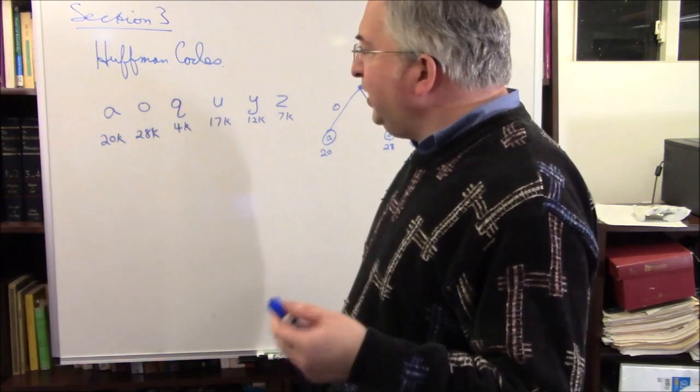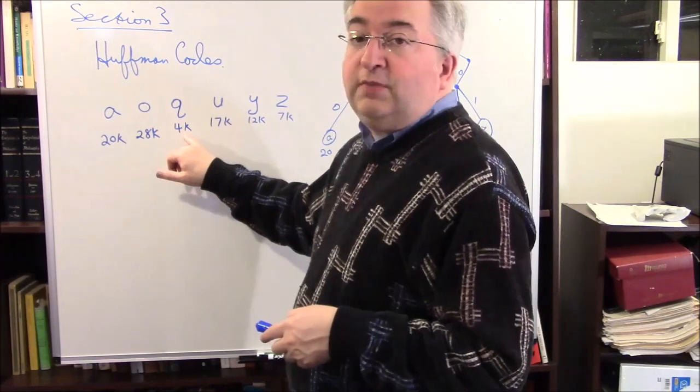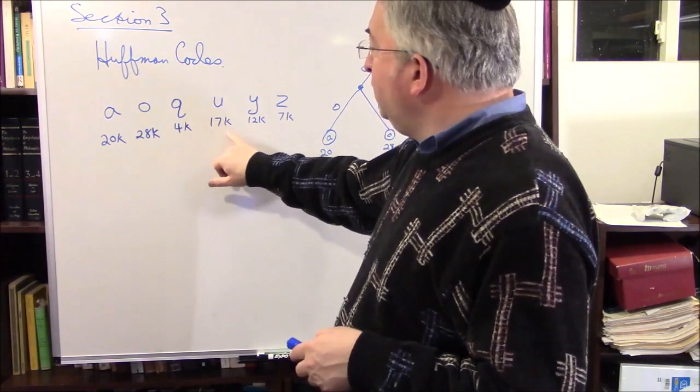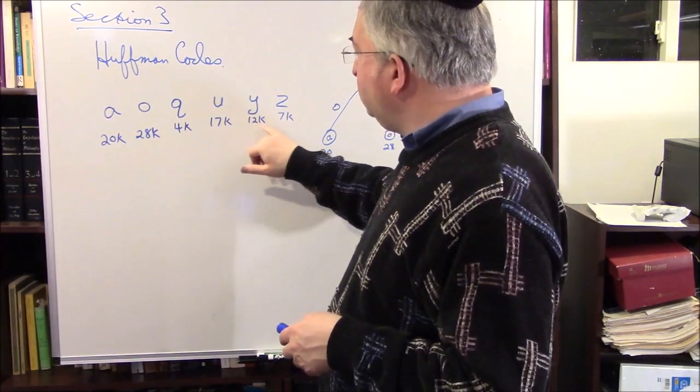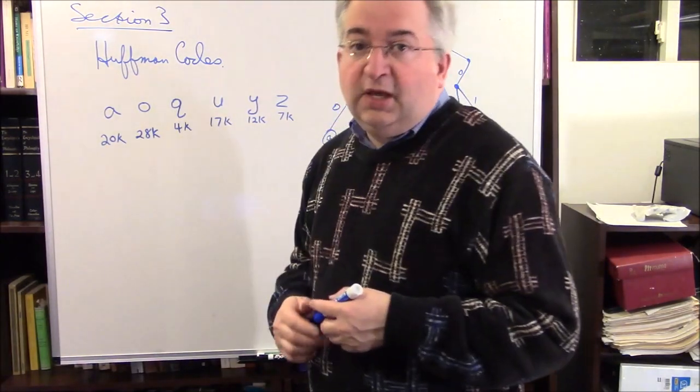O shows up 28,000 times. It shows up even more than A. Q is rare. It only shows up 4,000 times. U shows up 17,000 times. Y shows up 12,000 times. And Z shows up 7,000 times.